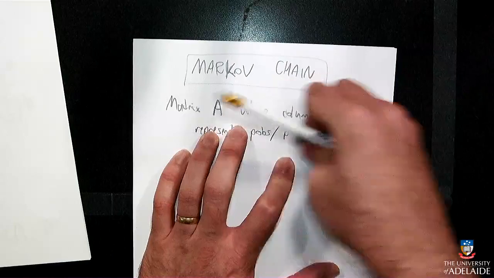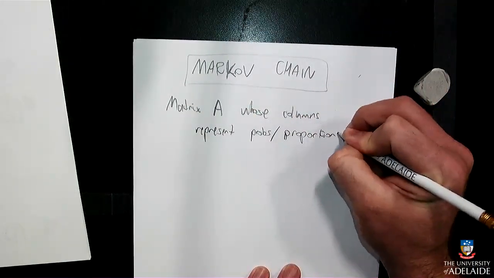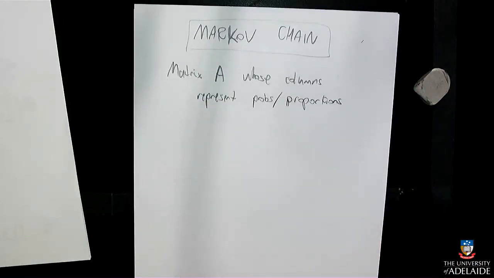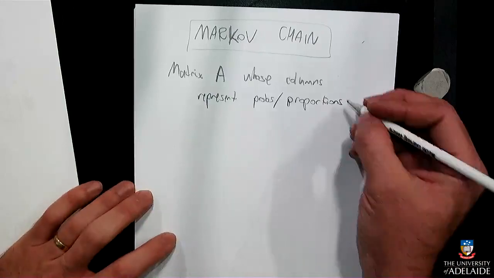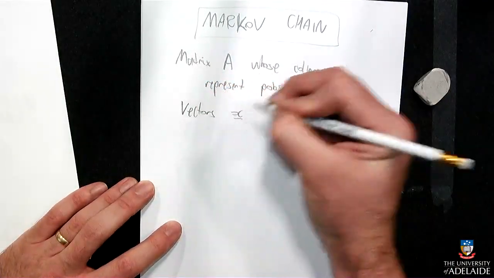Percentages isn't a maths enough word. Proportions. Yep. So the matrix A, whose columns represent probabilities or proportions, is used as a process to multiply by other matrices that have probabilities, or produce vectors x.